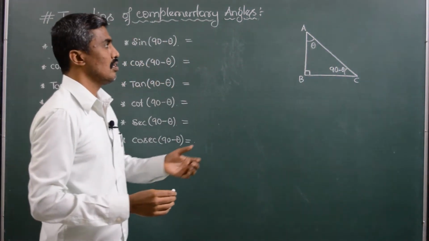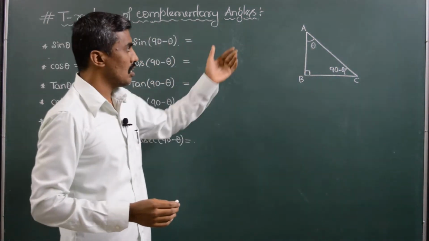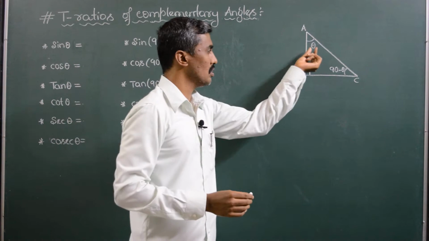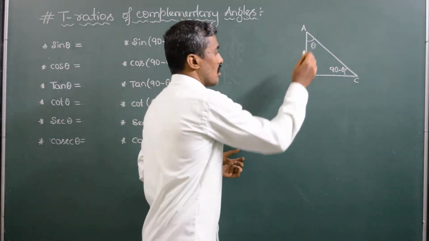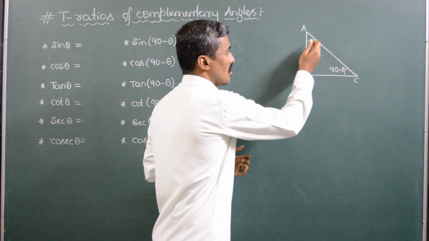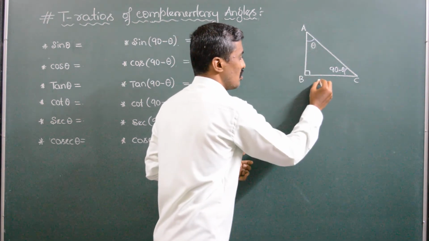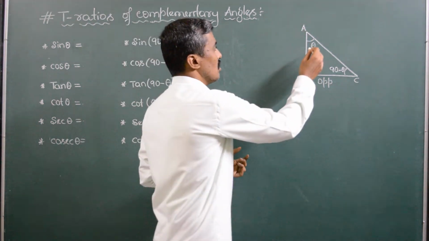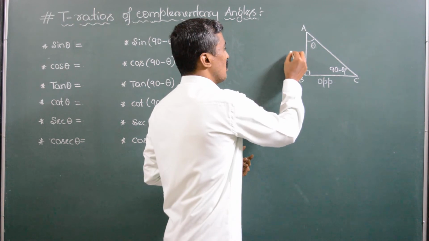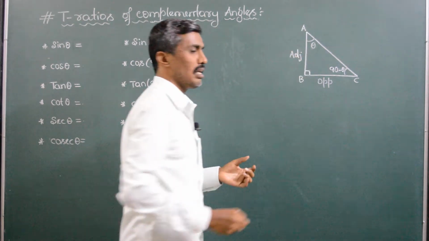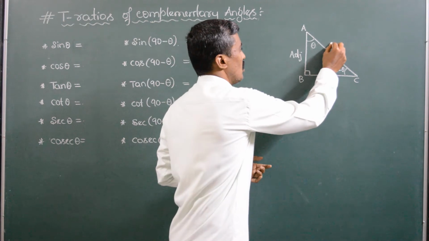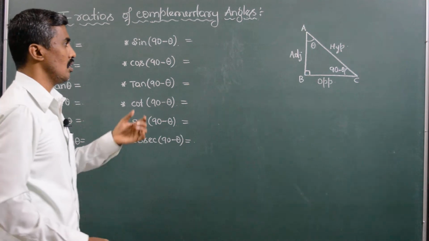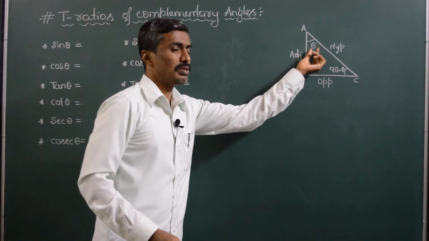Okay. Now let me learn the trigonometric ratios with respect to angle A, that means with respect to theta. With respect to theta, the side BC is opposite to angle A, so BC is called the opposite side. Then AB is adjacent to theta, therefore it is called the adjacent side. Then AC is opposite to the right angle, so it is called the hypotenuse. Now let me learn trigonometric ratios with respect to theta.